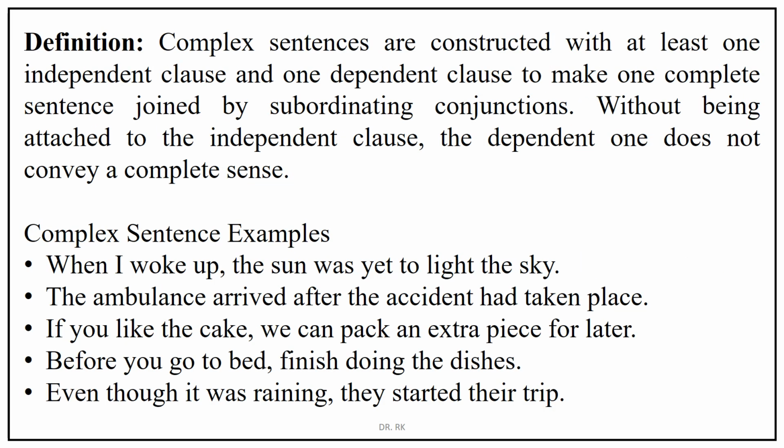Definition of complex sentence. Complex sentences are constructed with at least one independent clause and one dependent clause to make one complete sentence joined by subordinating conjunctions. Without being attached to the independent clause, the dependent one does not convey a complete sense. More examples of complex sentence. When I woke up, the sun was yet to light the sky.